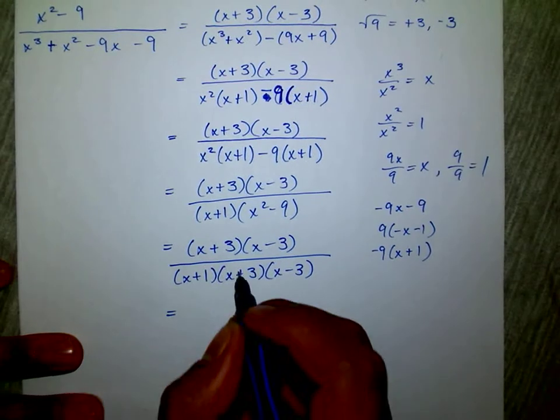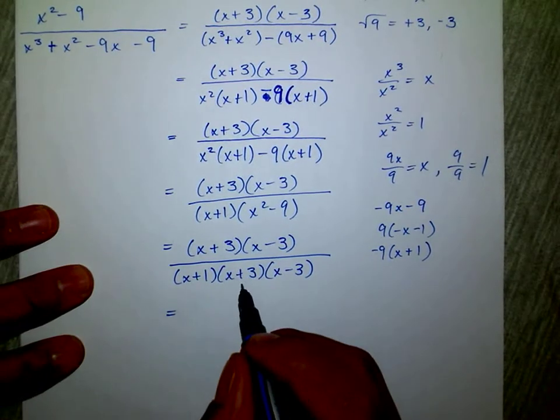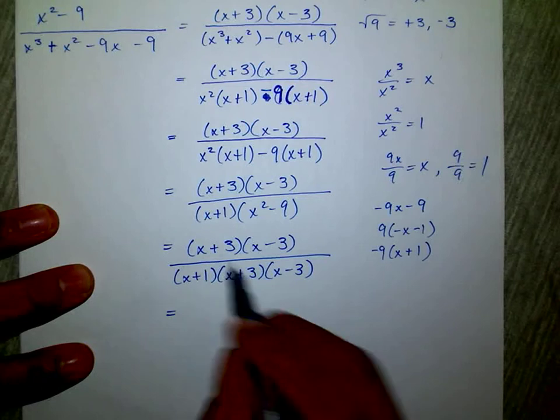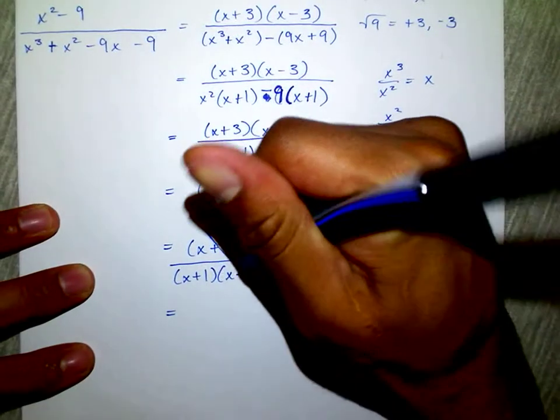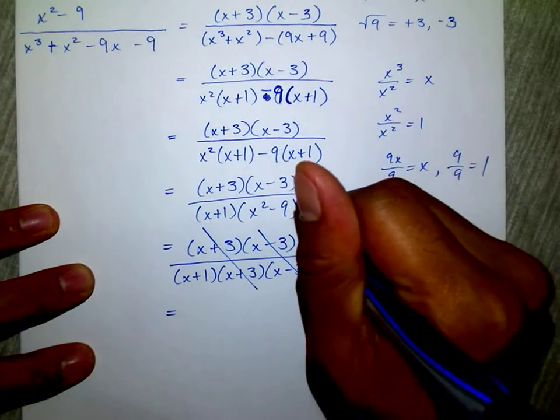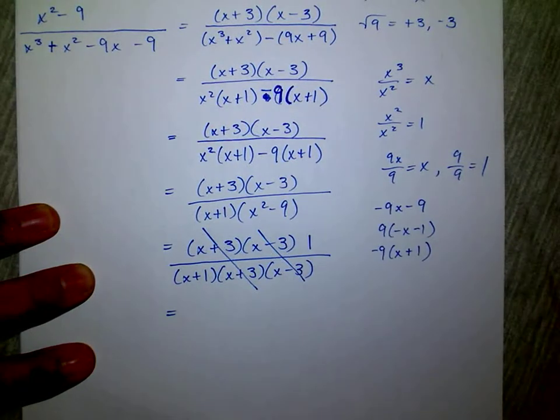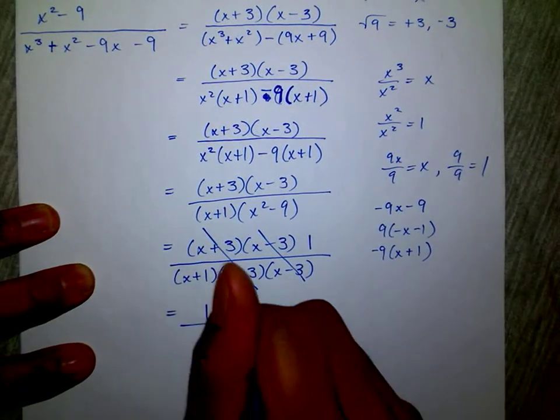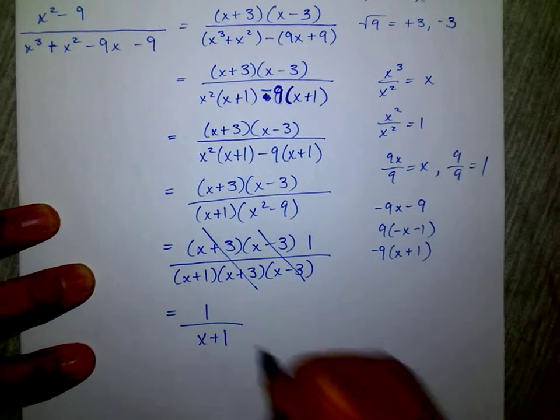Alright, now that we see that we have everything factored, we can get rid of the x plus 3, we can get rid of the x minus 3. And since there's nothing left on top, we have to put a 1 there, so our final answer would be 1 over x plus 1.